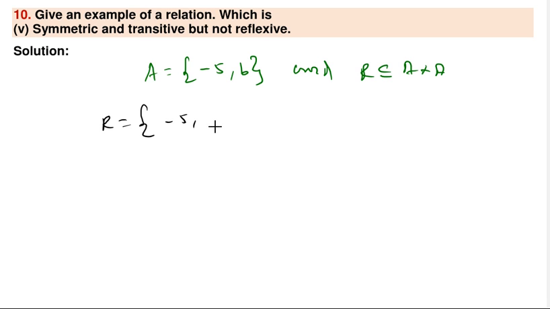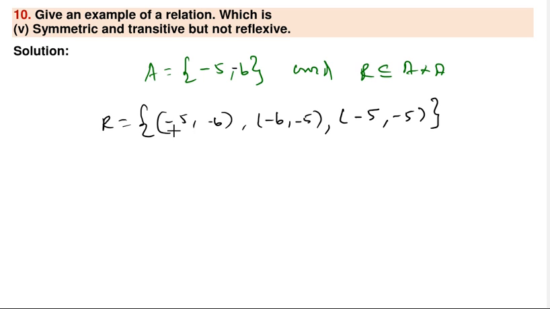With the example, we can take the relation R in tabular form: minus 5 comma minus 6, the other one minus 6 comma minus 5, and the third one minus 5 comma minus 5. Okay, this can be one of the subsets of A cross A.